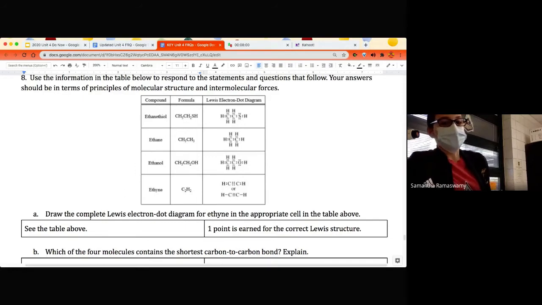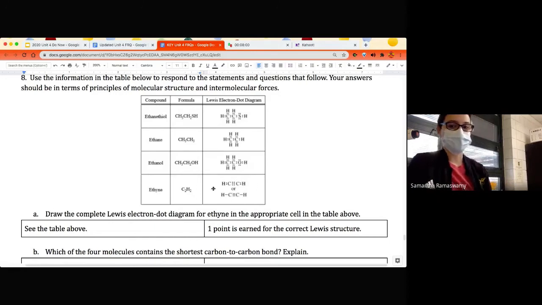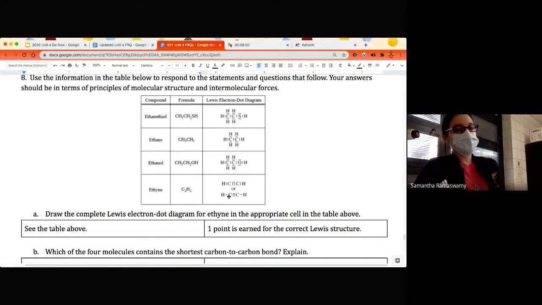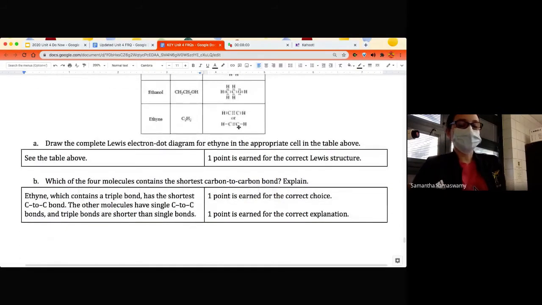So part A wanted us to draw the complete Lewis structure for ethine and put it into the appropriate spot. So ethine is C2H2. You could have drawn it either using the dots or using the lines, but either way, you have a single bond between the H and the C's, and you have a triple bond between the 2 carbons. And so that was awarded 1 point.